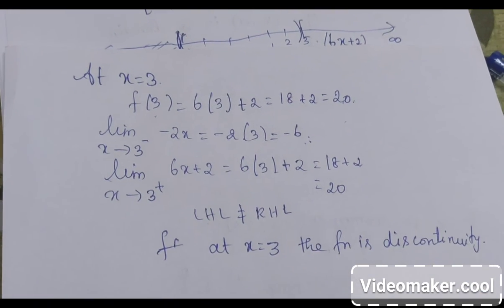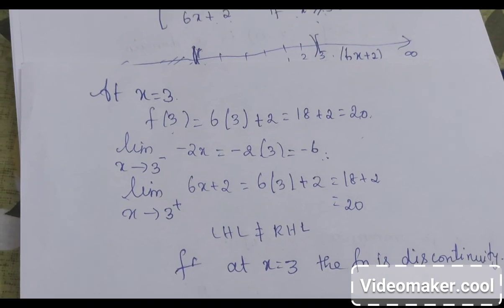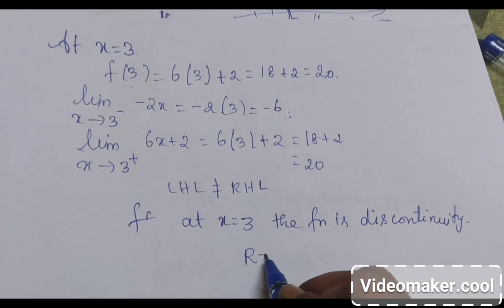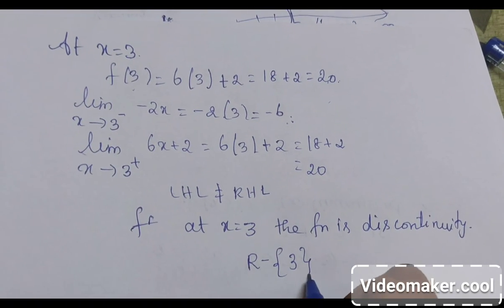And in the remaining parts, the function is continuous. Or else we can rewrite it as: the function is continuous on the entire real number line except at the point 3.